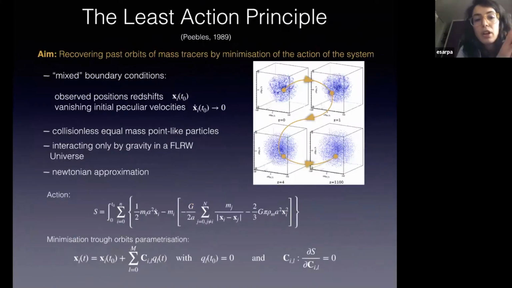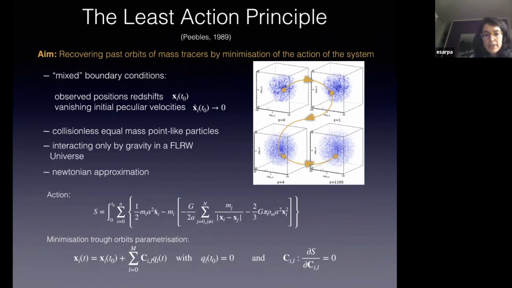For this reason, we implemented a new nonlinear reconstruction technique, which is based on the least action principle. It aims at recovering the past orbits of the mass tracers by minimizing the action of the system. The code works by applying mixed boundary conditions. So we set the observed position, either in real space or in redshift space, of the galaxies, and then we assume that the initial peculiar velocities of the galaxies are vanishing. This assumption corresponds to assuming that the universe is homogeneous and isotropic at early times.